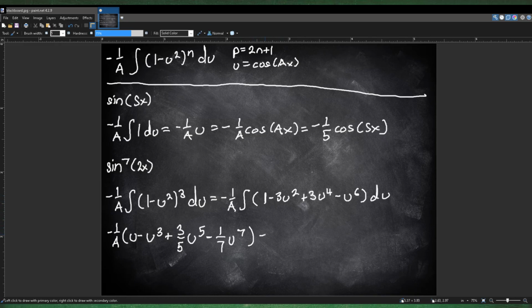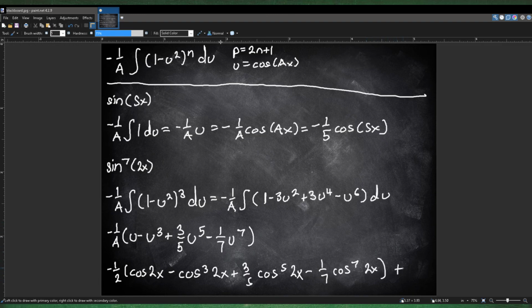And then all we have to do now is substitute the u with our cosine of ax. So remember, our a is what's inside, so that's our 2, so that's negative 1/2 a cosine of ax, where a is 2, our cosine of 2x, right? Minus cosine cubed of 2x plus 3/5 of cosine to the power fifth of 2x minus 1/7 cosine seventh of 2x, right? And then you can add a c, right?